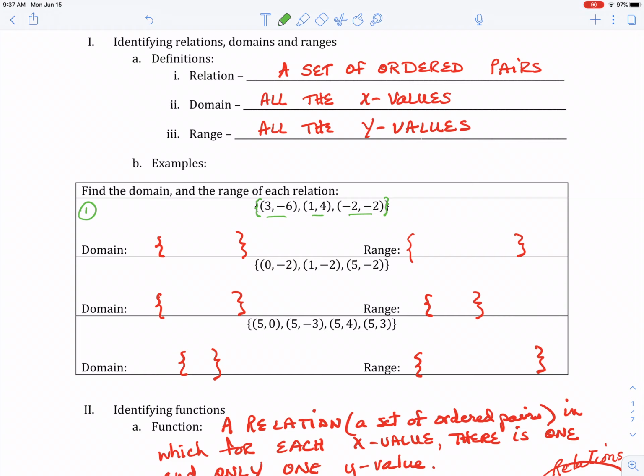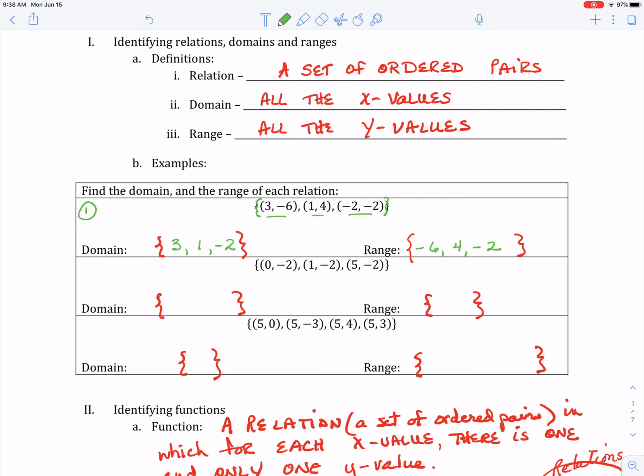So what belongs in the domain? Well, if you look at the x values, you'll see that the x values are 3, 1, and -2. So that's what's in the domain. The range consists of -6, 4, and -2. And those are the values that are the y values of the points that are in this relation.